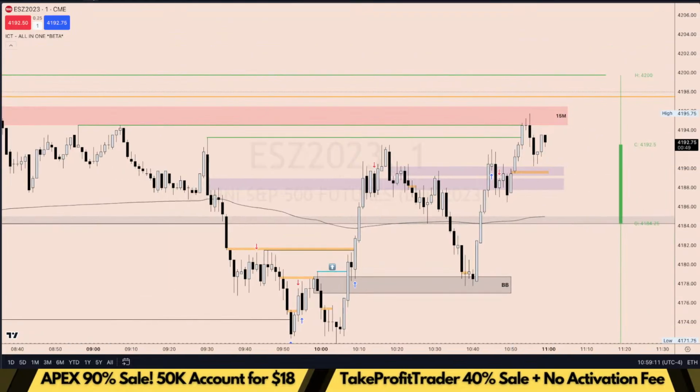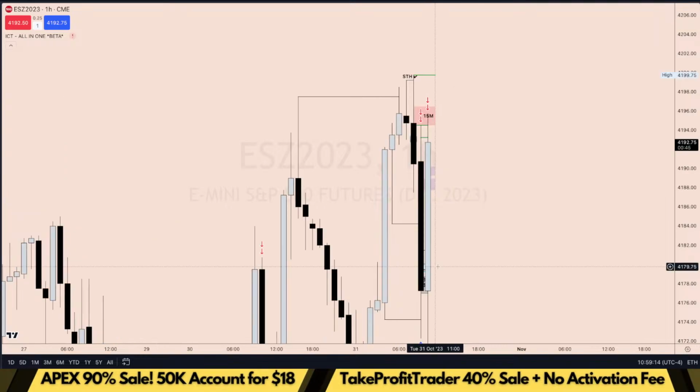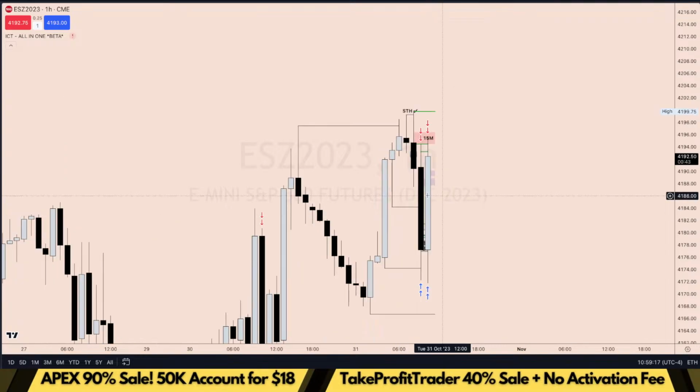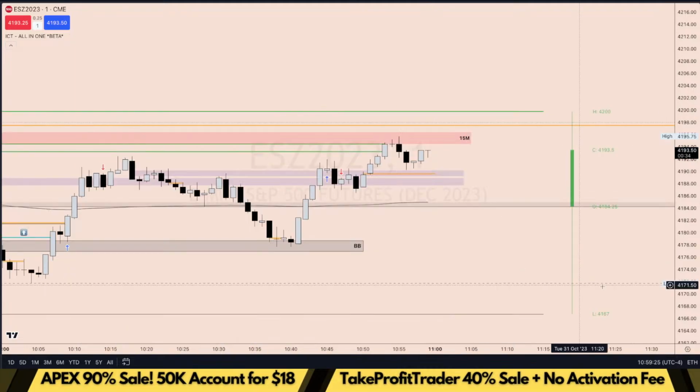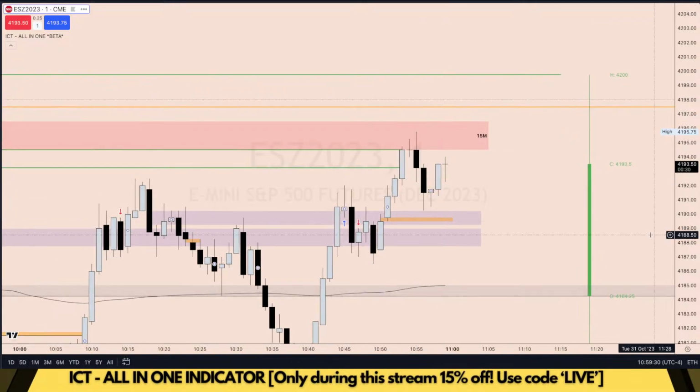3:59. We can check the hourly time frame one last time. 40 seconds to go on the hourly. Bullish SMT divergence at the lows. Seem to be getting that last push for the hourly candle. 10:59.